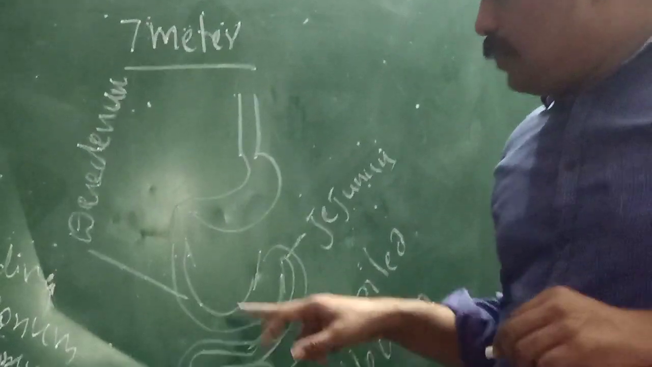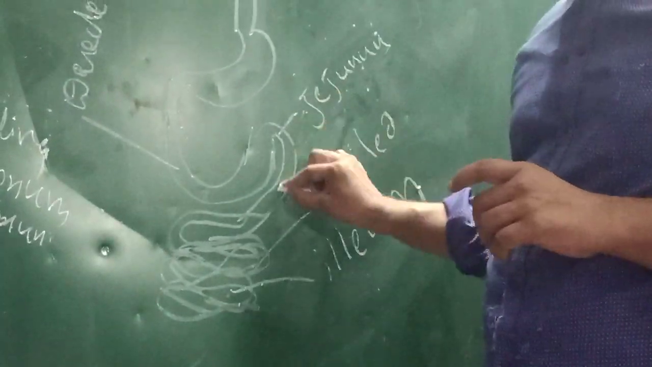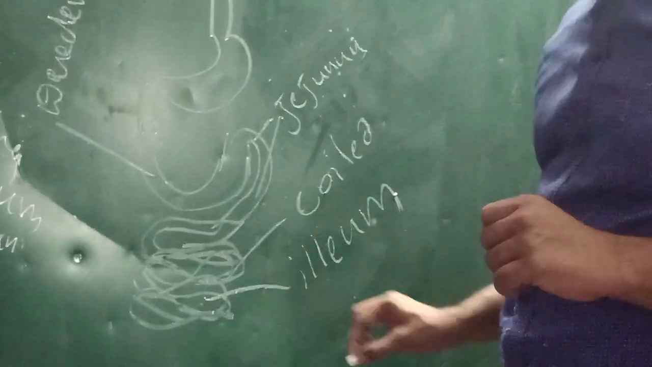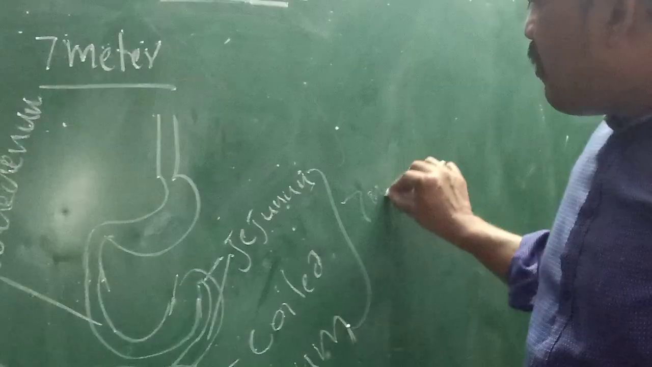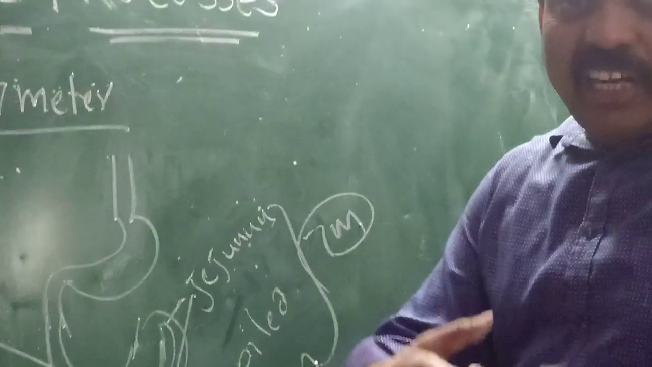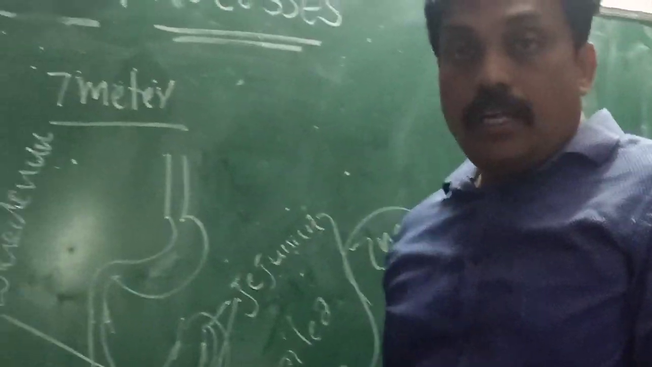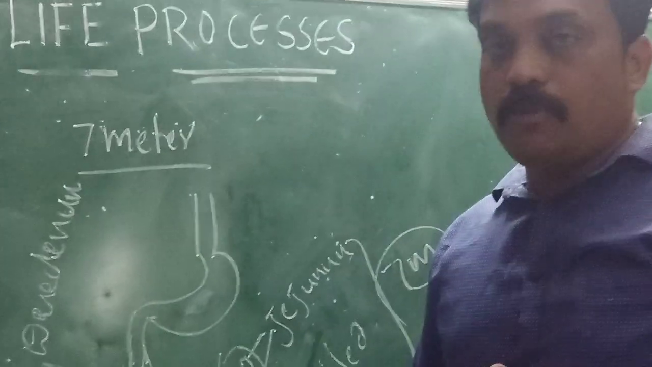The duodenum is a U-shaped structure. The second part is the jejunum. After the jejunum, the third part is the ileum. Totally, it is 7 meters long, but the 7 meters is not straight, so it is coiled, with a lot of foldings inside. And the process of digestion is completed in the small intestine.